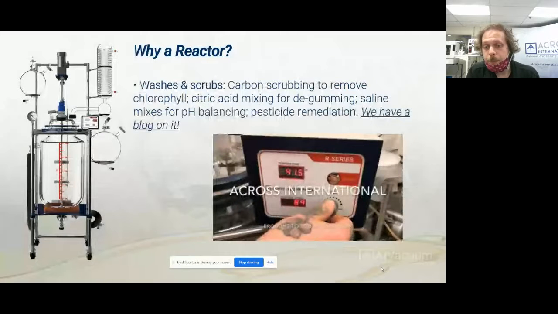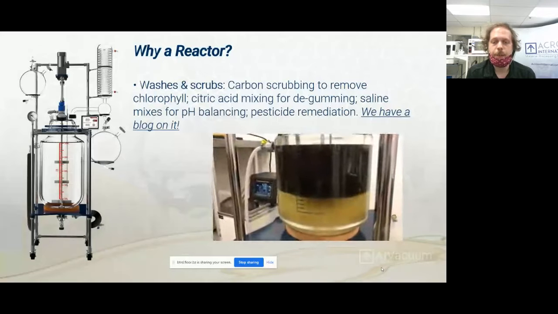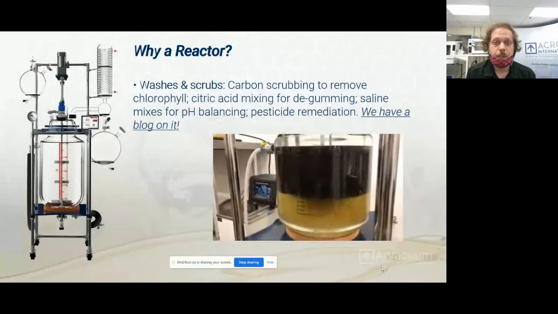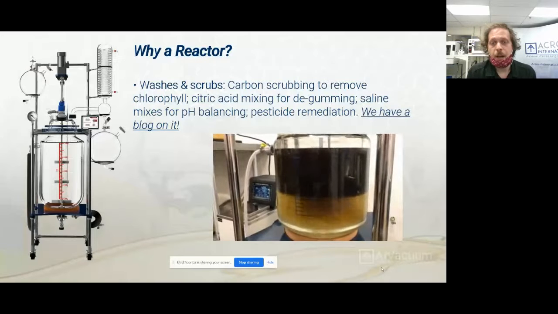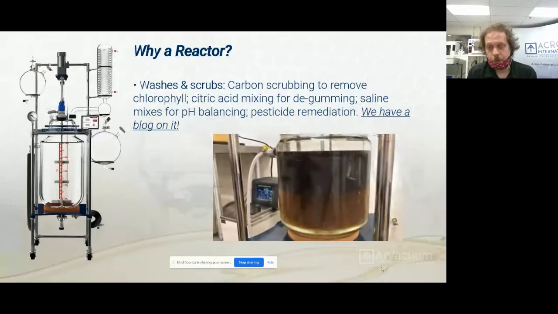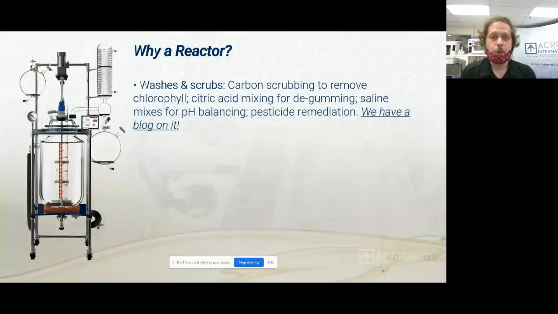Washes and scrubs is another use for our reactors. It's very common. Some people also call this liquid to liquid extraction or L2L. People will do either a solid carbon scrubbing with something that's basically a food and pharma grade activated charcoal, similar to what you would see in a fish filter or another type of carbon or activated filter.